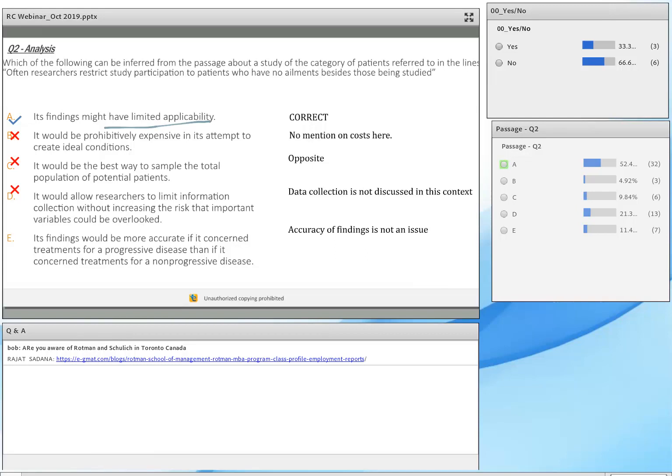Its findings would be more accurate if it concerned treatments for a progressive disease than if it concerned treatments for a non-progressive disease. Again, we are not talking about the accuracy of the findings at all. What we were talking about is what would be the applicability of that particular study. So the accuracy is not being talked about. So that's why choice E is wrong.